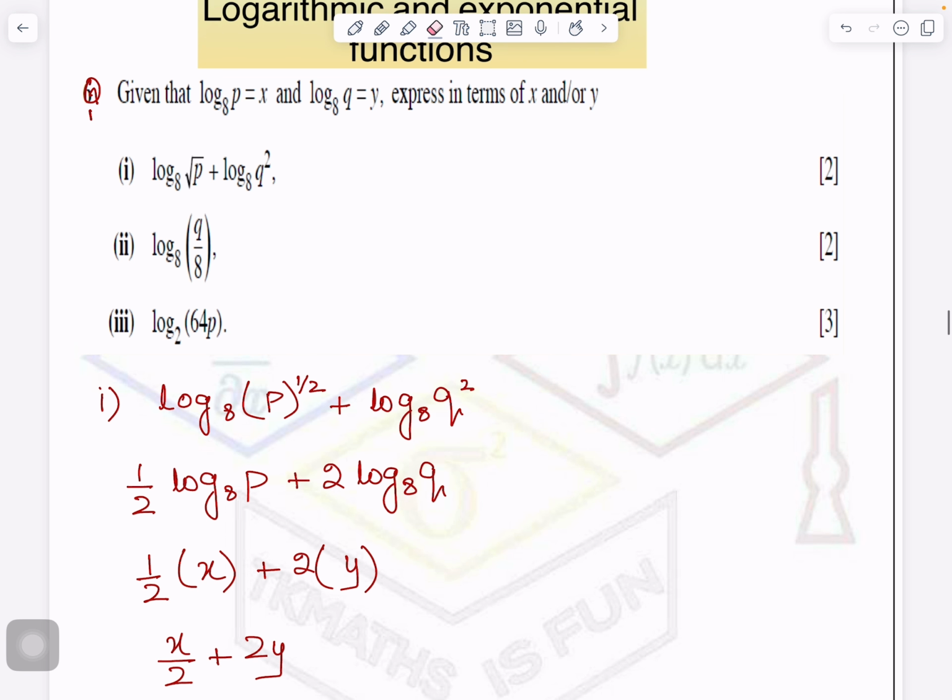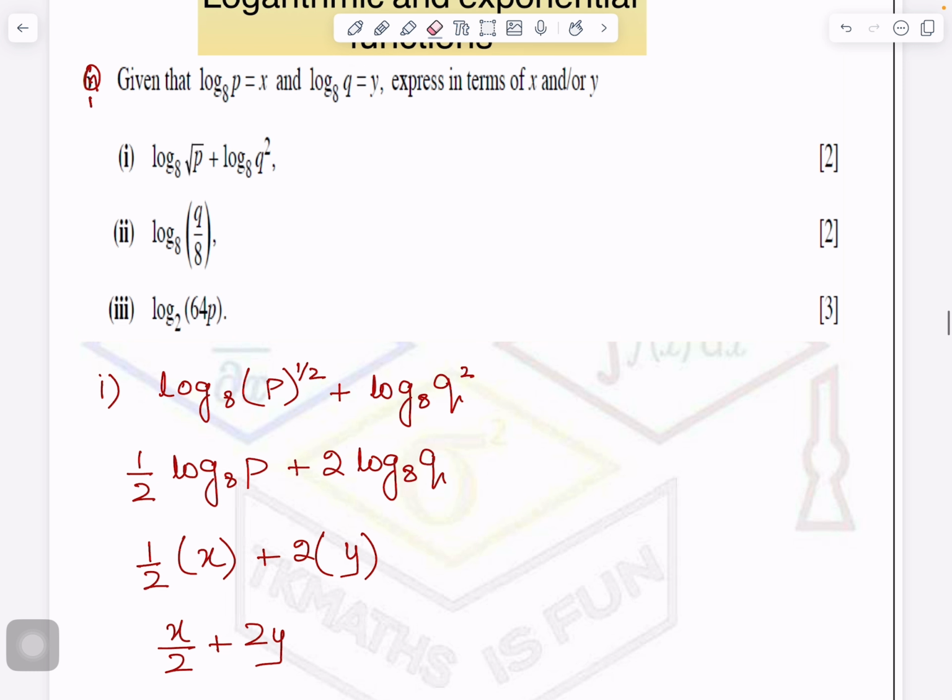This is what I was telling you. So your question will become x over 2 plus 2y. This power I was talking about will come here as a multiplier, and this 2 will come here as a multiplier. This whole term is equal to x, I have replaced it by x. And this whole term is equal to y according to the question, so I'm replacing it by y. That is how the whole question has changed into x and y. This was the demand of the question.